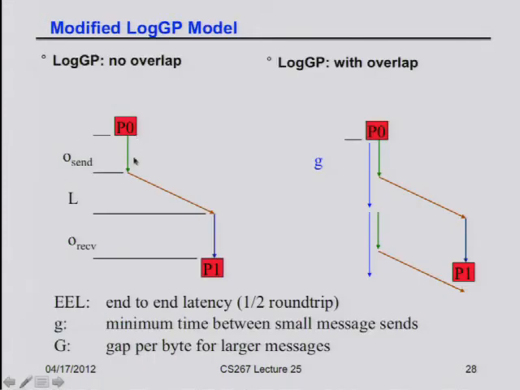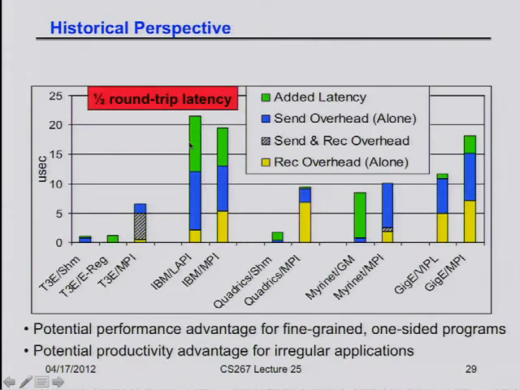So there's the send overhead. The latency is that distance, and the receive overhead is that distance. And I should have labeled it with L's and O's. So the latency is green, the send overhead, O sub send, is blue, and the receive overhead is yellow.